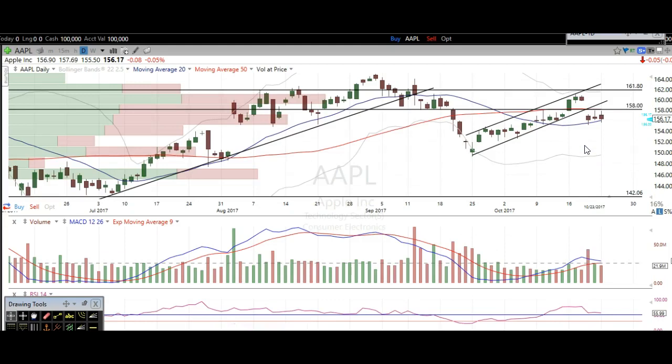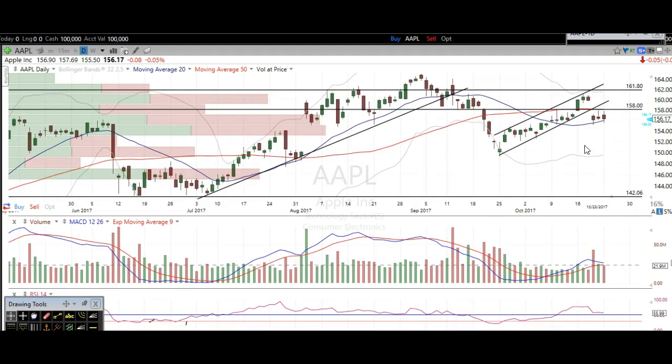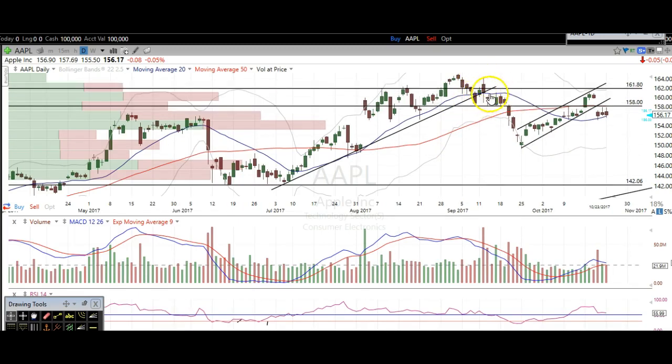The next one is Apple. And Apple, this is another one that we called for some downside on. We called for some downside back when it broke this trend line, saw a big move down. And up here, we called for a rejection at these highs because this was a bear flag. We were seeing this as a bear flag. And as you can see, big gap down and a break out of that bear flag.